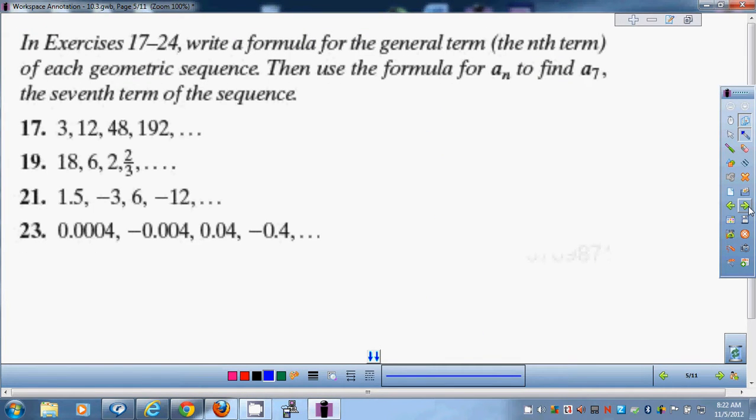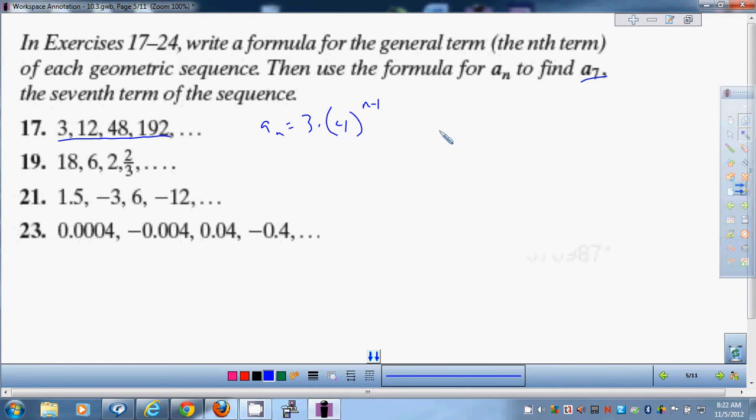Just like on Friday, we're now going to find the general equation and then use that to find the seventh term. So, 17, what is my R value here? 4. Yeah, take any term, divide it by the previous term. So, we're looking for a sub n, which is a sub 1 times r to the n minus 1. Since we're just finding the formula, you can leave n in it. Any questions about where I got this formula from?